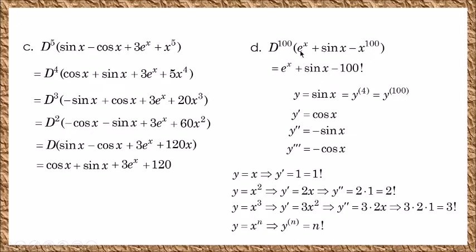And for the derivative of e to the x, it is always e to the x. So the 100th derivative of e to the x is e to the x. Hence, the 100th derivative of e to the x plus sine x minus x to the 100 is e to the x plus sine x minus 100 factorial.